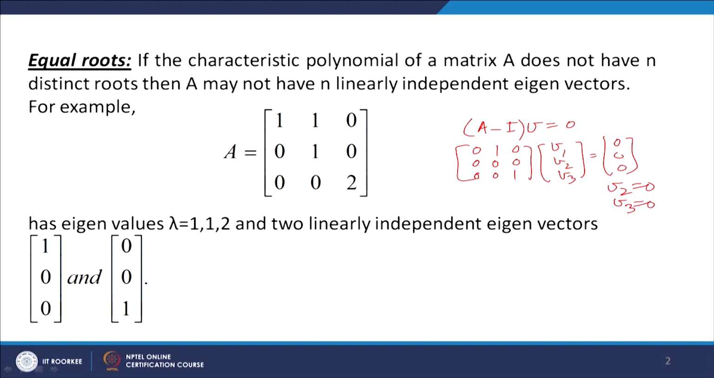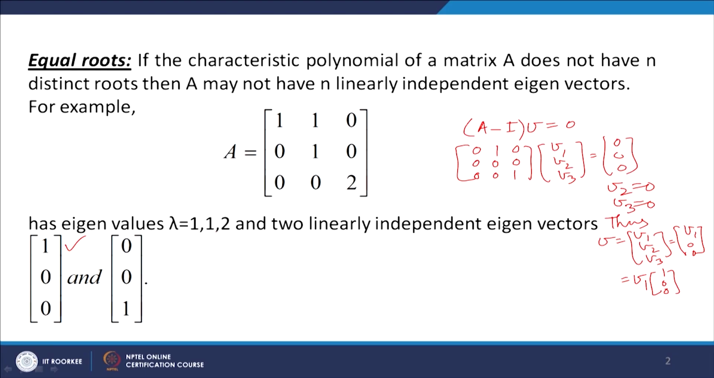The third equation gives you b3 equal to 0, and thus b equal to (b1, b2, b3) reduces to (b1, 0, 0). Or we can write it as b1 times (1, 0, 0). So, taking b1 equal to 1, you have an eigenvector (1, 0, 0) corresponding to eigenvalue lambda equal to 1, and for lambda equal to 2 similarly you can find an eigenvector (0, 0, 1). So, you see here that we do not have 3 linearly independent eigenvectors corresponding to the eigenvalues 1, 1, 2; only 2 linearly independent eigenvectors we have.